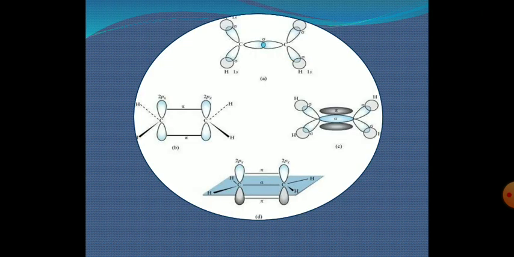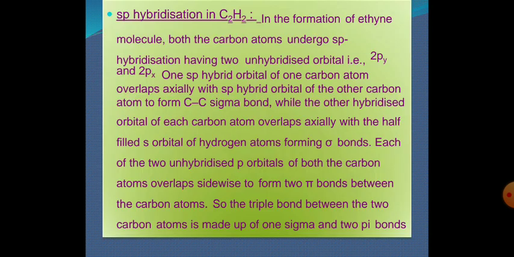As we have already seen in the previous slide, in the formation of ethene only one unhybridized orbital is left, which we have shown in this figure as 2px. But here we can say that there are two unhybridized orbitals present in the formation of ethyne, that is 2py and 2px.